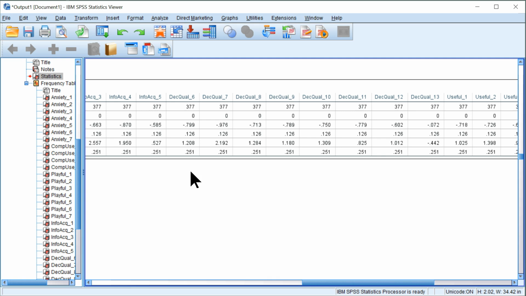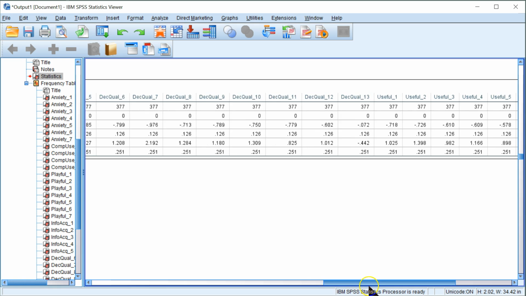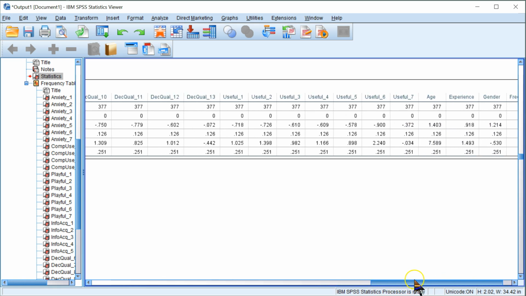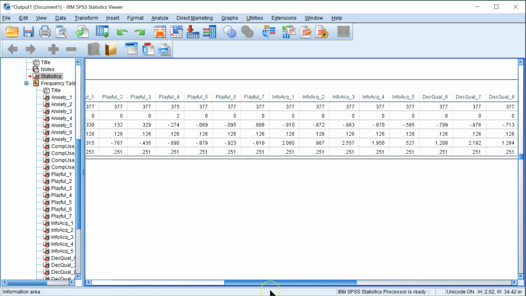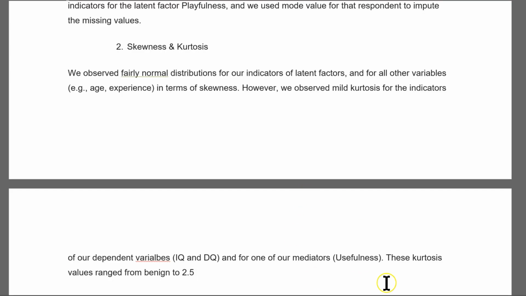2.5. Was it 2.5 or negative 2.5? It does sort of make a difference. It determines the shape of that kurtosis. A negative kurtosis would be flatter. A positive kurtosis would be more peaked. All right, 2.5.